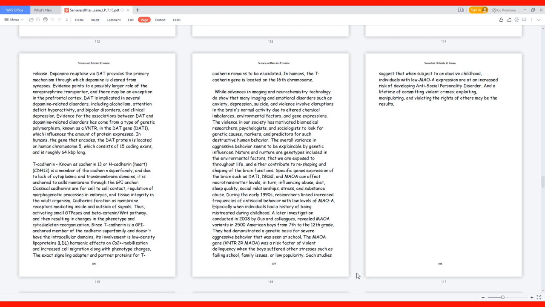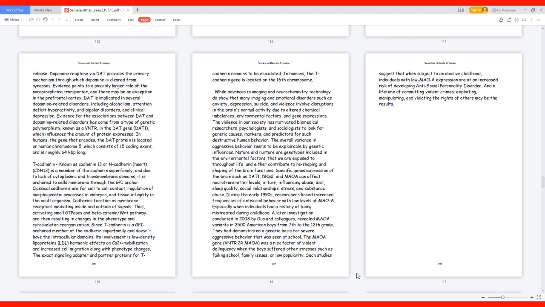Since T-cadherin is a GPI-anchored member of the cadherin superfamily and doesn't have the intracellular domains, its involvement with low-density lipoproteins, LDL, has effects on Ca2+ mobilization and increased cell migration along with phenotype changes. The exact signaling adapter and partner proteins for T-cadherin remain to be elucidated. In humans, the T-cadherin gene is located on the 16th chromosome.